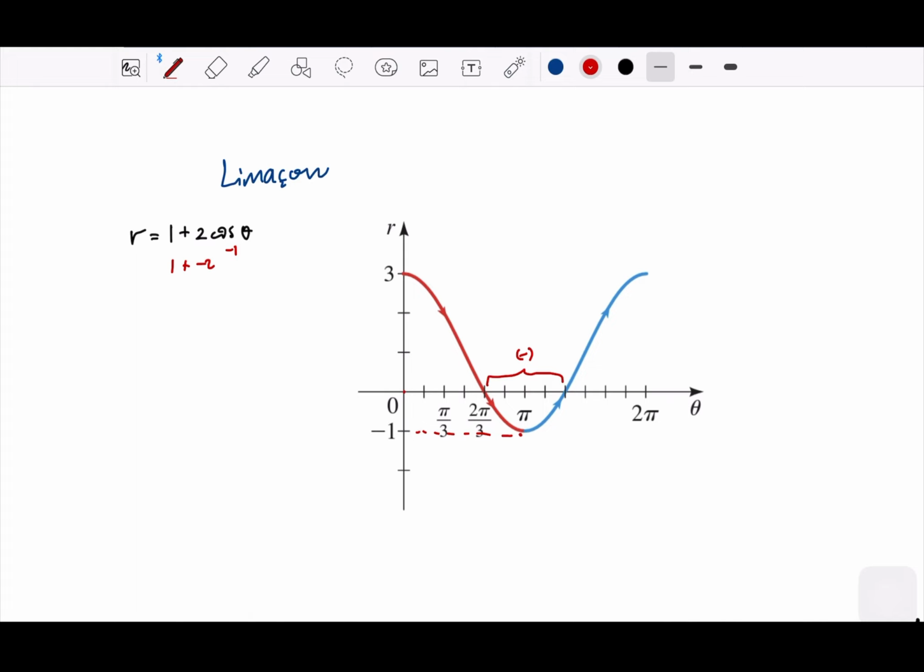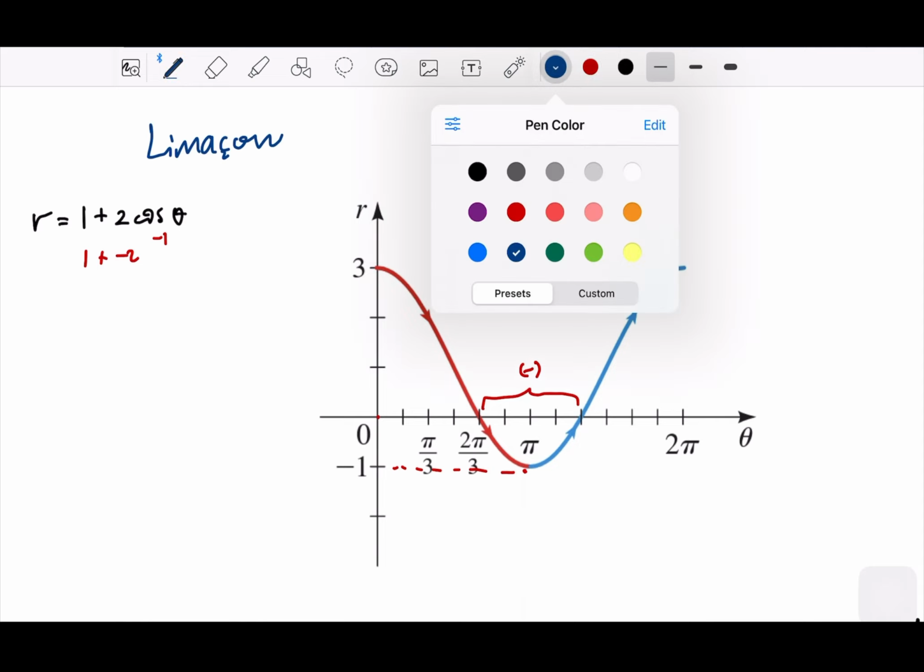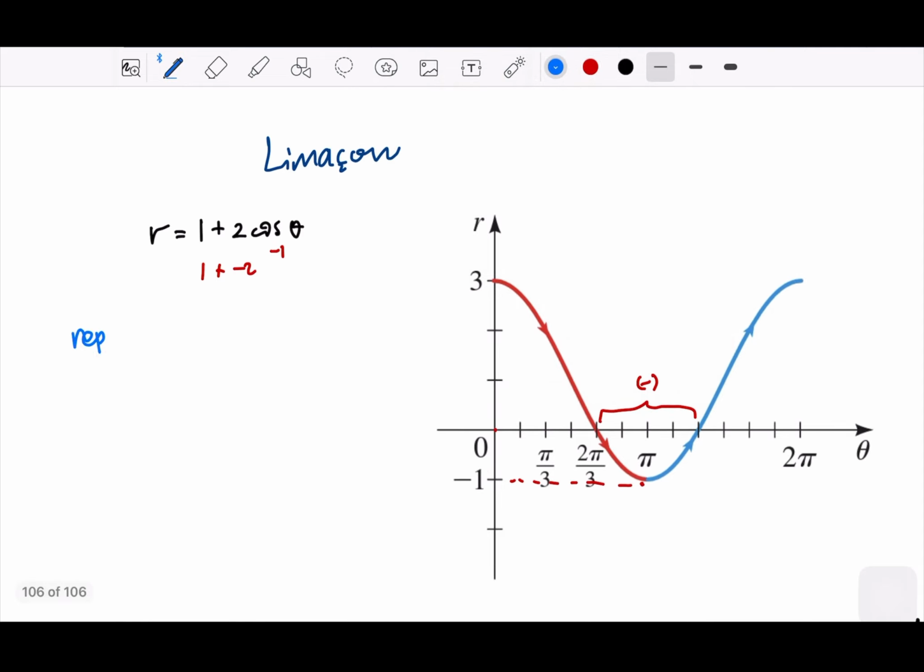So if we replace theta with negative theta, the equation becomes 1 plus 2 cosine negative theta. Remember, when we have cosine of negative theta, it means this is quadrant 4, and in quadrant 4 the cosine is positive, so it's the same thing as 2 cosine theta.